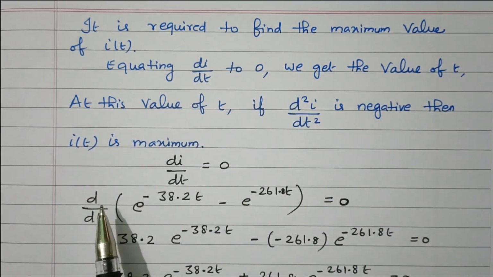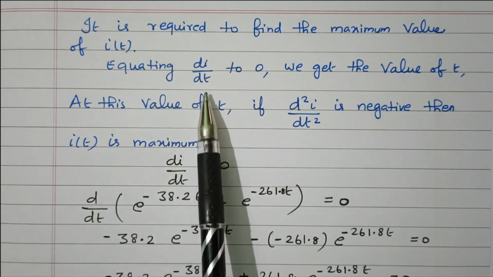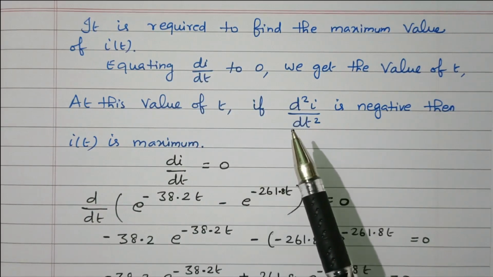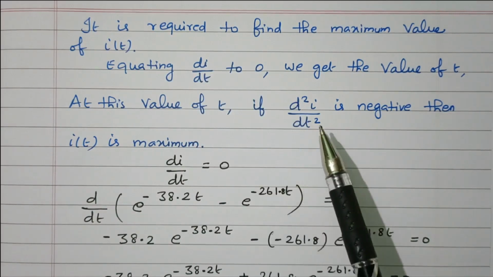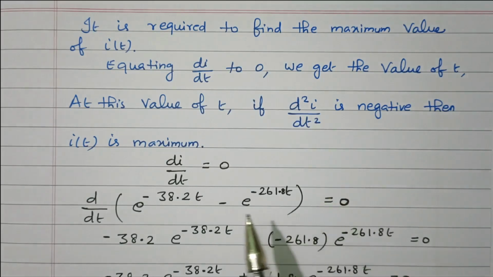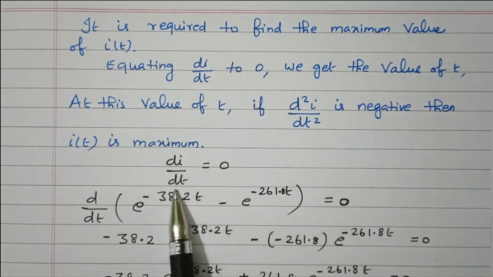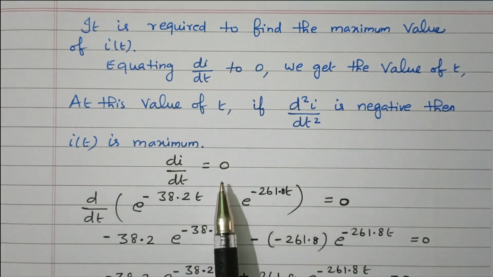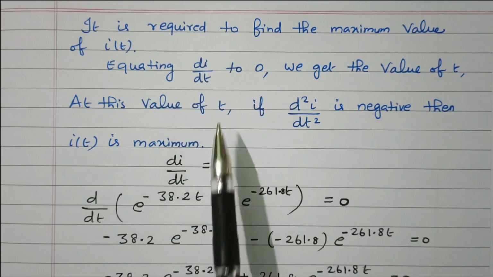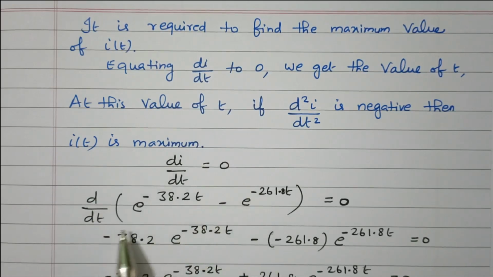So it is based on the maximum-minimum theorem. We have to find di by dt and equate to 0, so that we will get the t value. That t value is substituted in the second derivative, so that it will give a maximum, right? So now we'll go for di by dt, equated to 0, in order to get the time at which the current is maximum. So d by dt of this value, this is the i(t).